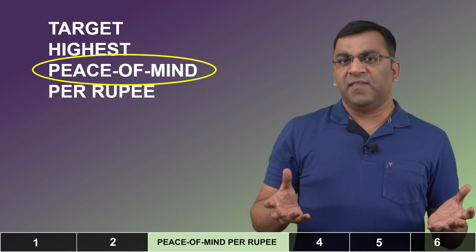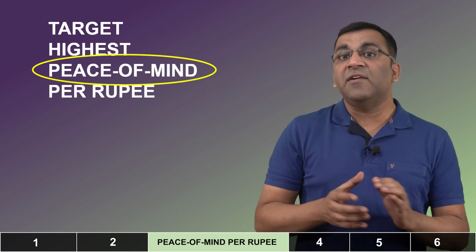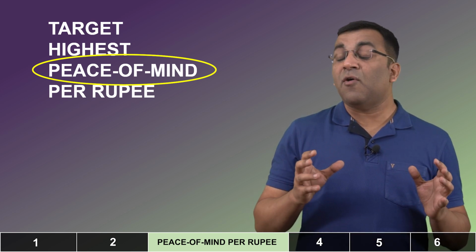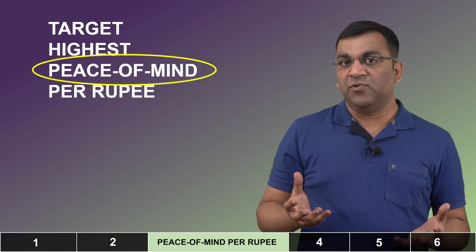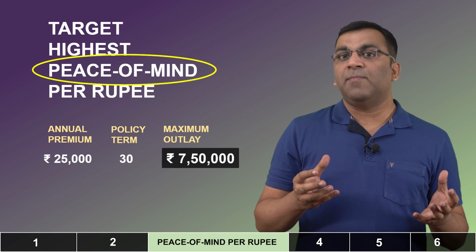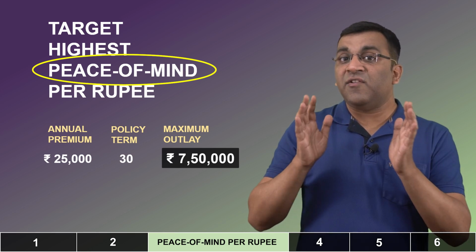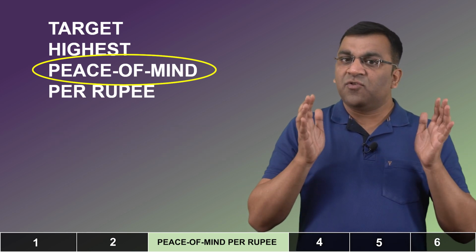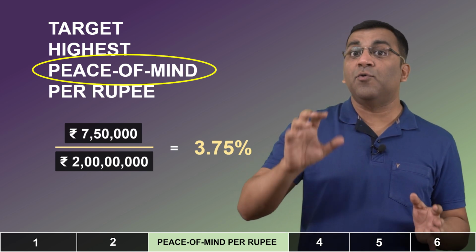Now, what do I mean by this? You see, when I bought my first term insurance plan in the year 2010, it was a 2 crore cover which came to a premium of 25,000 rupees per year. So my mental calculation went as follows. 25,000 rupees multiplied by 30 years, which was the policy term, came to 7.5 lakh rupees, whose payment was spread over 30 years. So 7.5 lakhs divided by 2 crores comes to a little under 4%.